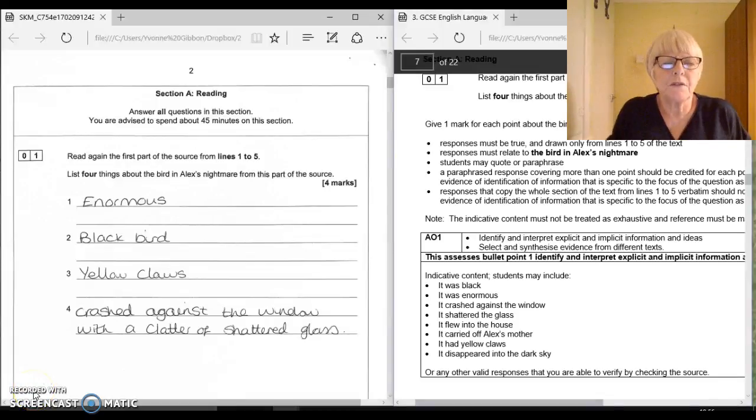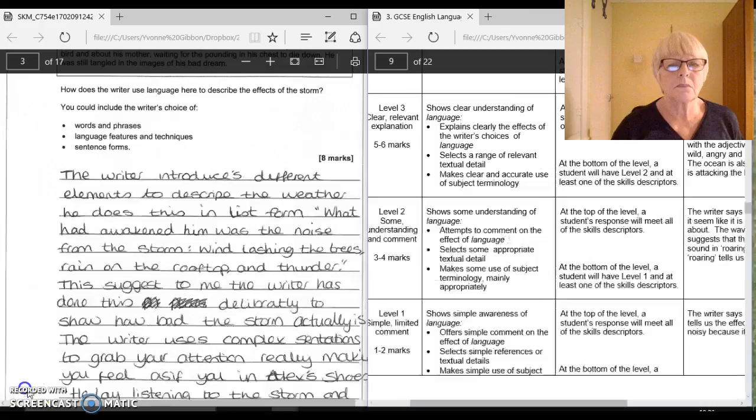Hi Taylor, here's the feedback for the mock exam that you did just before half term. And if we look at question 1, you've written 4 answers, all 4 answers are correct, so you've scored the full 4 marks for this question. So that's a good start for you.